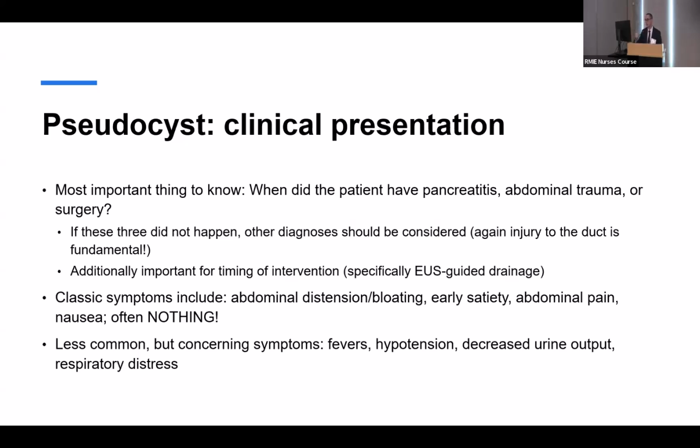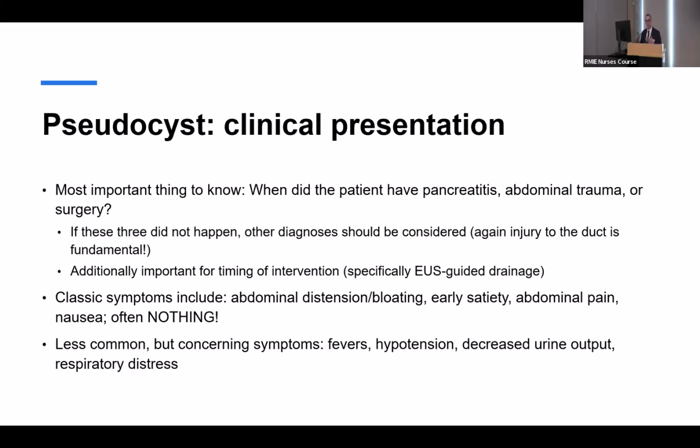Because it's important that if they're not reporting that history and you see a cyst, it could not be a pseudocyst. This could be an IPMN that we hear about, or another mucinous cyst. So if you're not getting that piece of history when they present, you need to start thinking about other things. And it's also, like we talked about, important for timing of intervention on these.